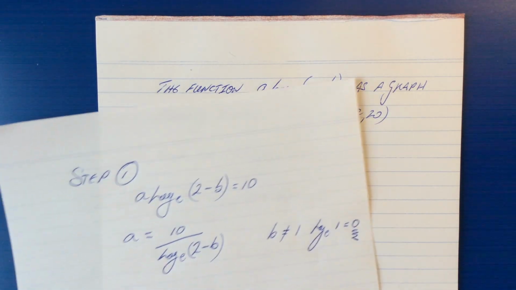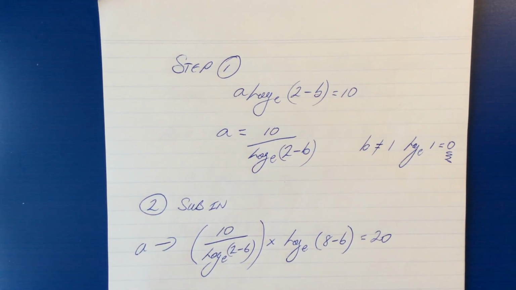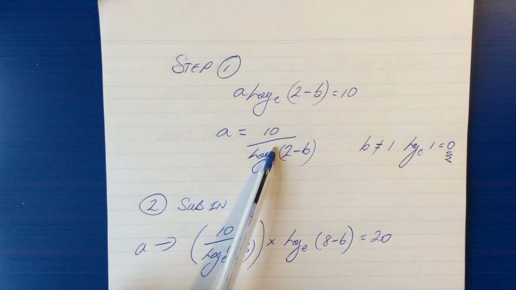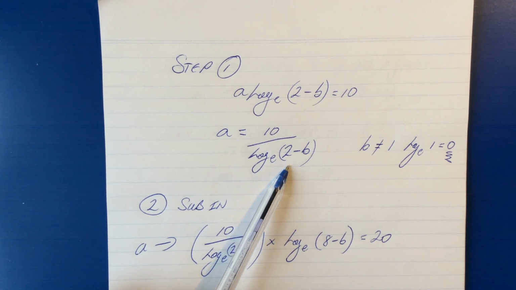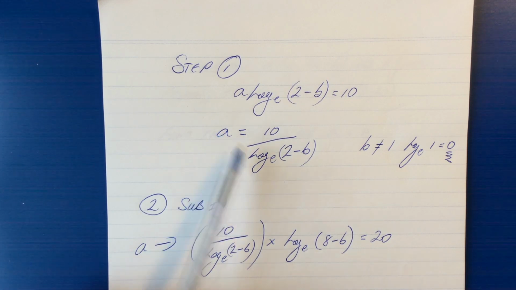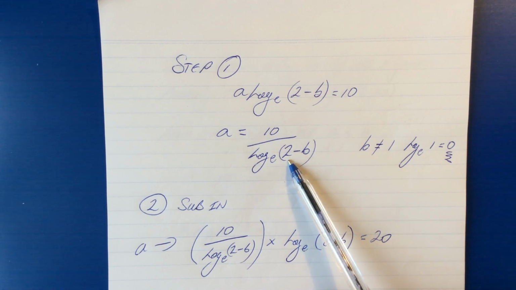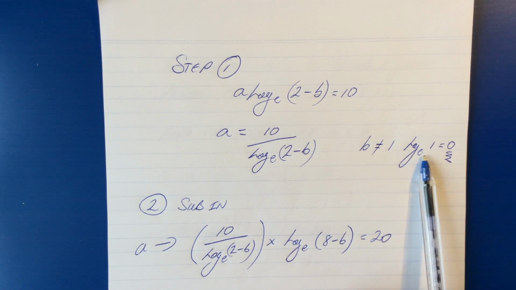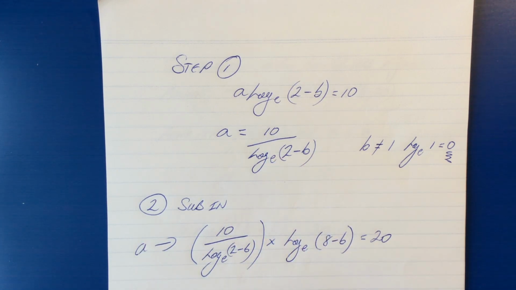So here's my first page of notes, and let me talk you through these. The first step was to isolate a, to find a value of a in terms of b, and that's not hard. All we have to do is a little bit of algebra and we've got a on its own. Now I would make the note here that b can't equal 1, because if we have 2 minus 1, we get a 1 here, and the log e of 1 is 0. We don't want 0 on the bottom of an equation.